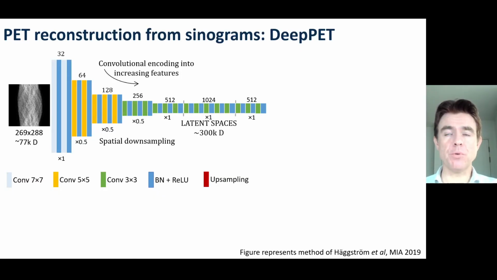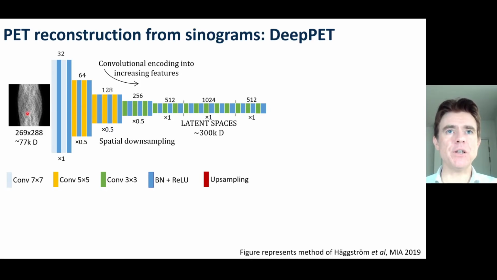So I'll start off with the example of the DeepPet architecture from Hagstrom et al., published in 2019. This uses that crucial concept of a convolutional encoder followed by a decoder. What we have then is a sinogram input on the left-hand side, and this runs through a cascade, a deep series of convolutional mappings. You can see here use of 7x7 kernels, followed by 5x5, 3x3, and also at the same time ReLU activations being used between the layers here.